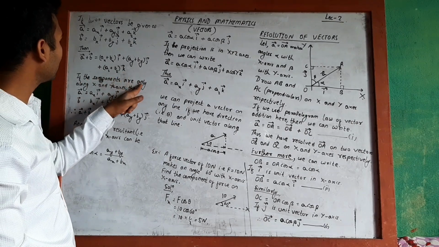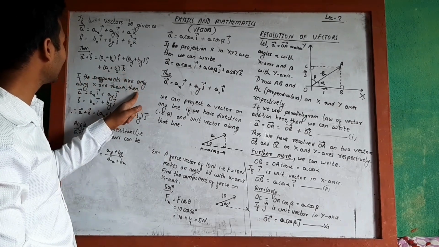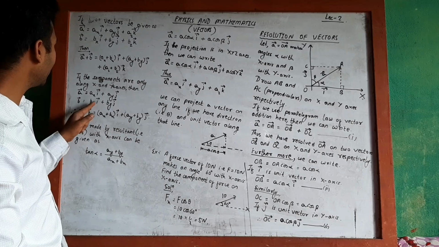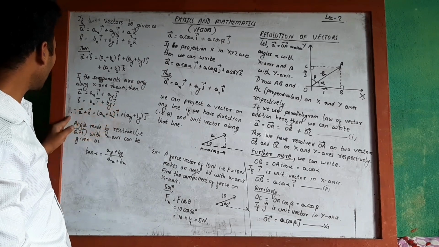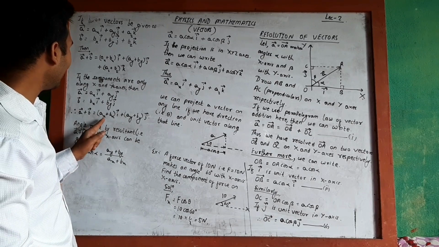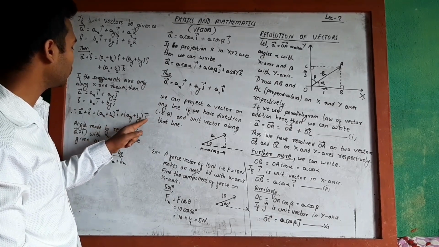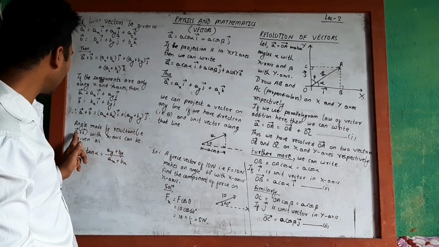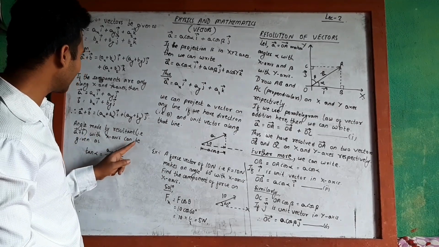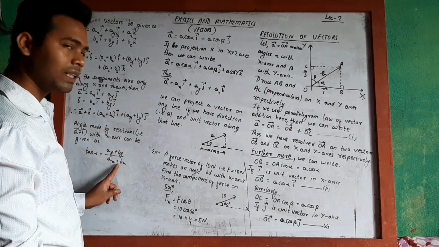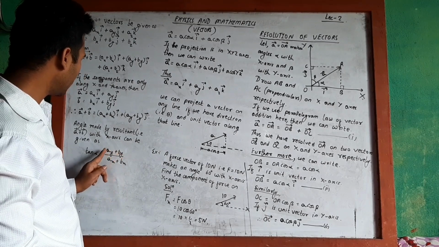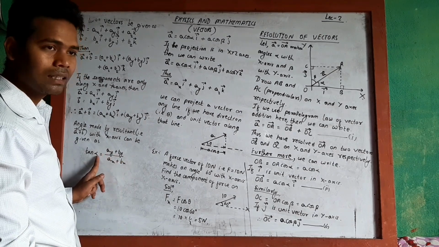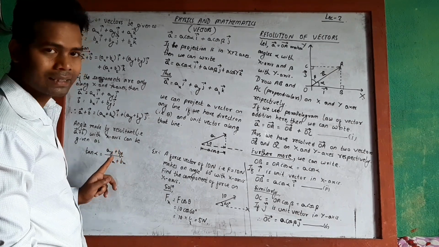If the components are only along the x axis and y axis, then a vector is equal to ax i vector plus ay j vector, and b vector is equal to bx i vector plus by j vector. Therefore, a vector plus b vector is equal to (ax plus bx) i vector plus (ay plus by) j vector. The angle made by the resultant, that is, a vector plus b vector, with the x axis can be given as the y component divided by the x component, that is, tan alpha equals (ay plus by) divided by (ax plus bx), where alpha is the angle made by the resultant with the x axis.